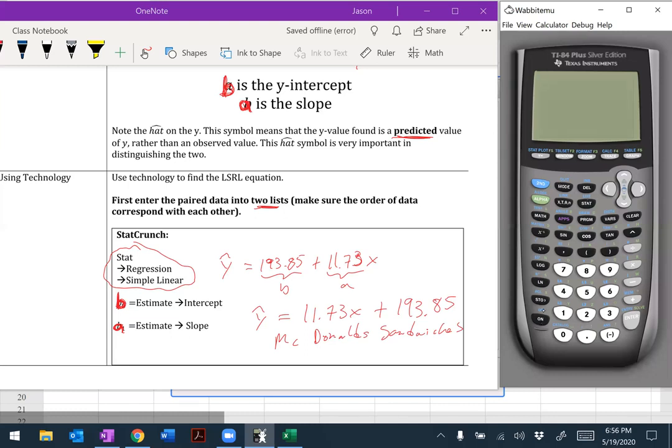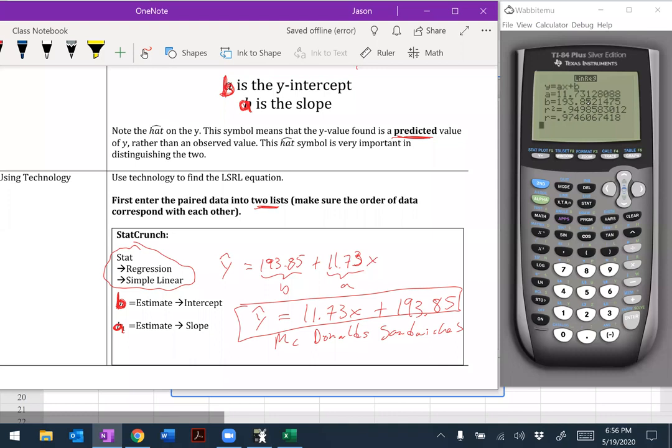Now, if we go back to the calculator, okay, how do we get the regression equation? It's the exact same way that I got the correlation coefficient. So I'm going to go Stat, Calc, and I'm going to go number 4 here, Linear Regression, and I'm going to go List 1, List 2, and then Calculate, and it tells me, look, your slope A is 11.73. Your y-intercept B is 193.85. It's the exact same equation that we got in StatCrunch, which is good because it should be, because it's the exact same data. Okay.